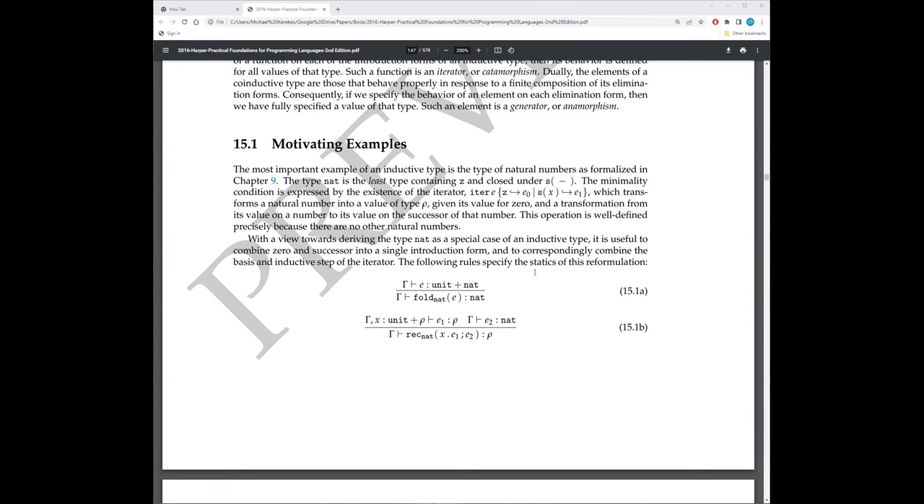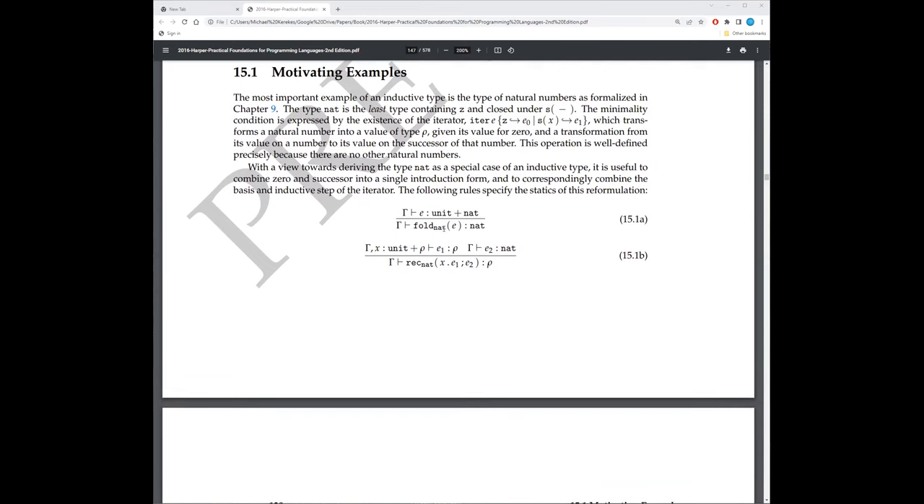It says it's useful to combine zero and successor into a single induction form. This is so that we can use those functors that we were just talking about, the type schemes I think people usually call them, but he was calling them generic types. So fold takes a sum of unit and that, which are Z and S, and then does pattern matching on it to figure out which case it wants to use. And then there are the two cases, one for Z and one for S.